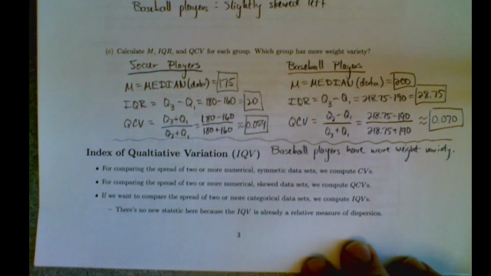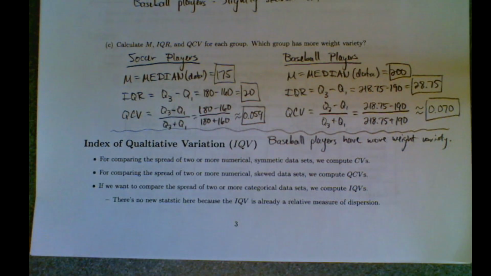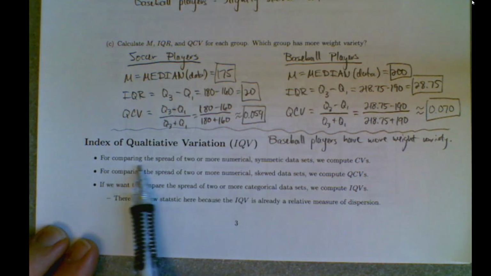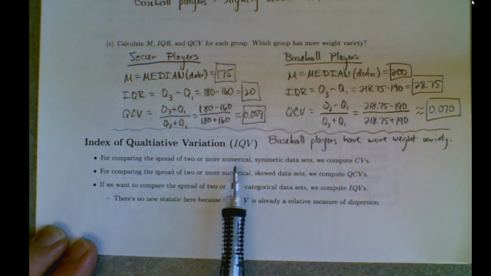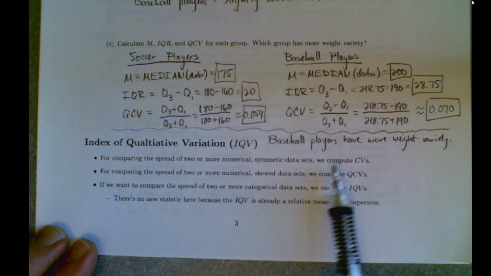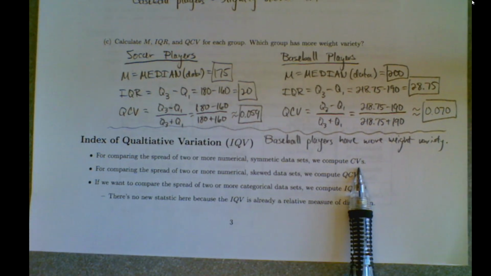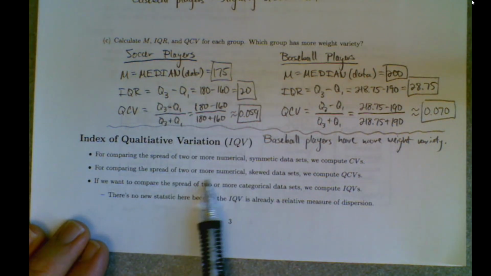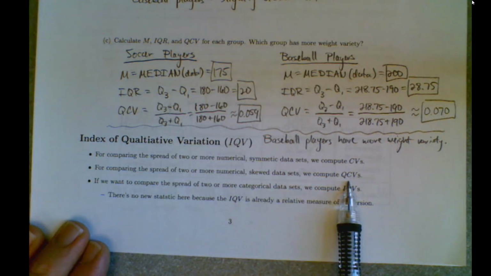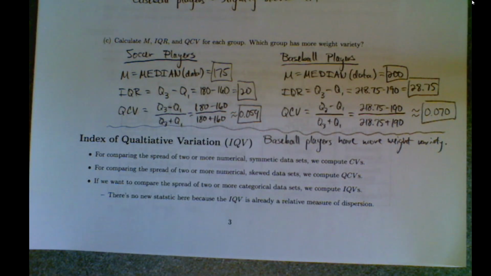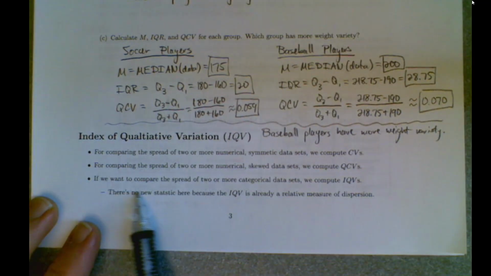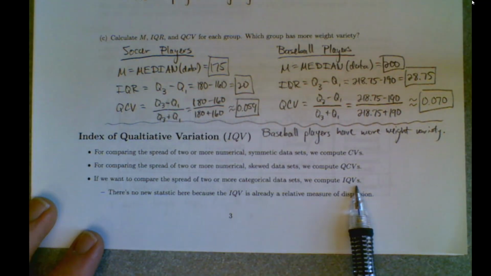Let's talk about the index of qualitative variation. Okay, so just to summarize what we've talked about so far, for comparing the spread of two or more numerical symmetric data sets, we compute coefficients of variation, right? CVs. For comparing the spread of two or more numerical skewed data sets, we compute quartile coefficient of variations, right? QCVs. If we want to compare the spread of two or more categorical data sets, we compute IQVs.